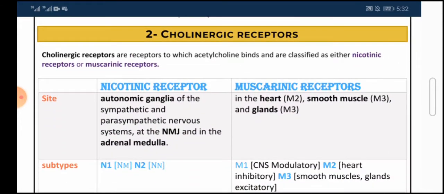Now, let's see the second type of receptors, cholinergic receptors. There are two types of cholinergic receptors, nicotinic and muscarinic. Before going through them, we need to know something. The classification of these receptors is based on the laboratory finding that nicotine in tobacco can bind to some cholinergic receptors, while muscarine can bind to others. And here is how they got their names.